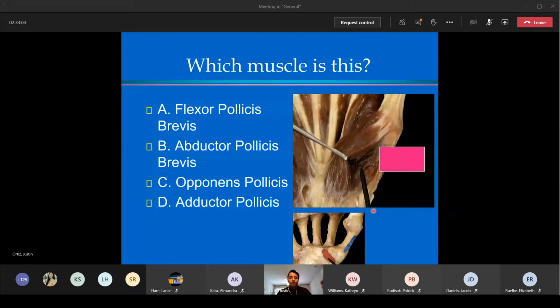Okay, so which muscle is this comprehension question? Flexor pollicis brevis, abductor pollicis brevis, opponens pollicis, or adductor pollicis?